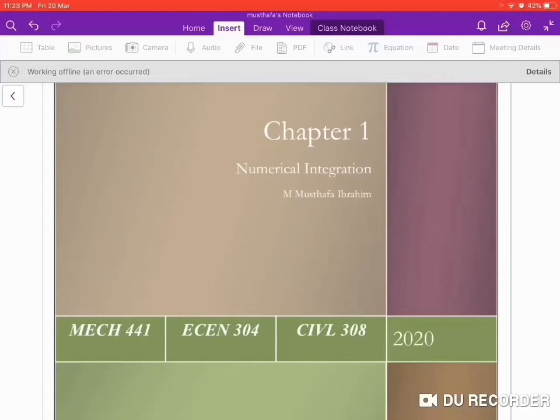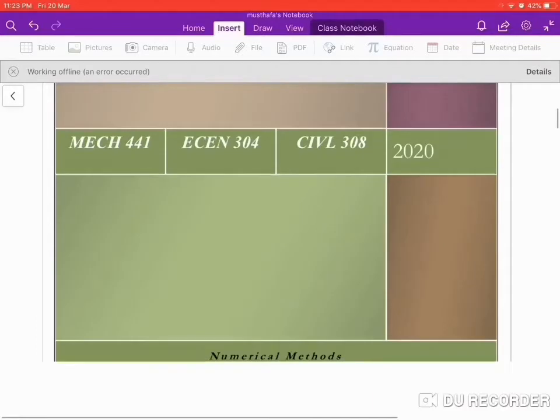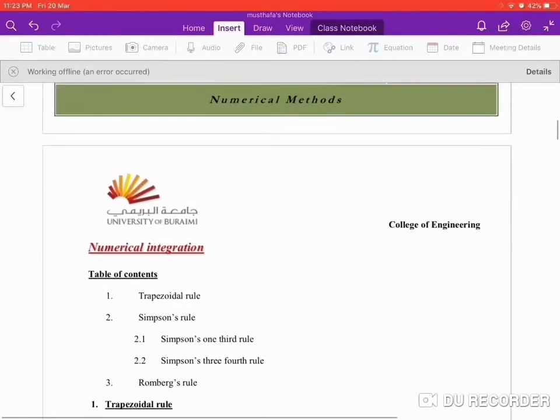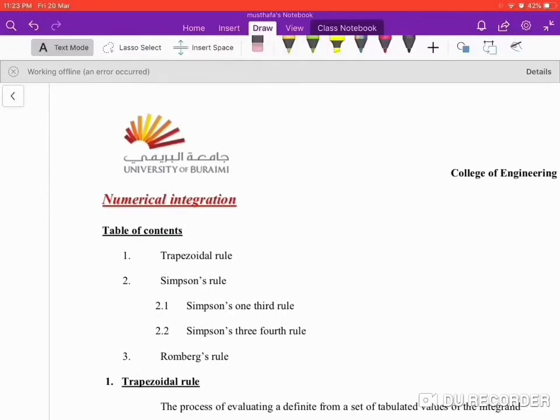In this chapter, we will be discussing numerical integration. Already you have enough knowledge on evaluating single and double integration in your calculus courses. Now, in this chapter, let us discuss how to evaluate the single integration using the following methods. The methods that we are going to discuss are the trapezoidal rule and Simpson's rule.